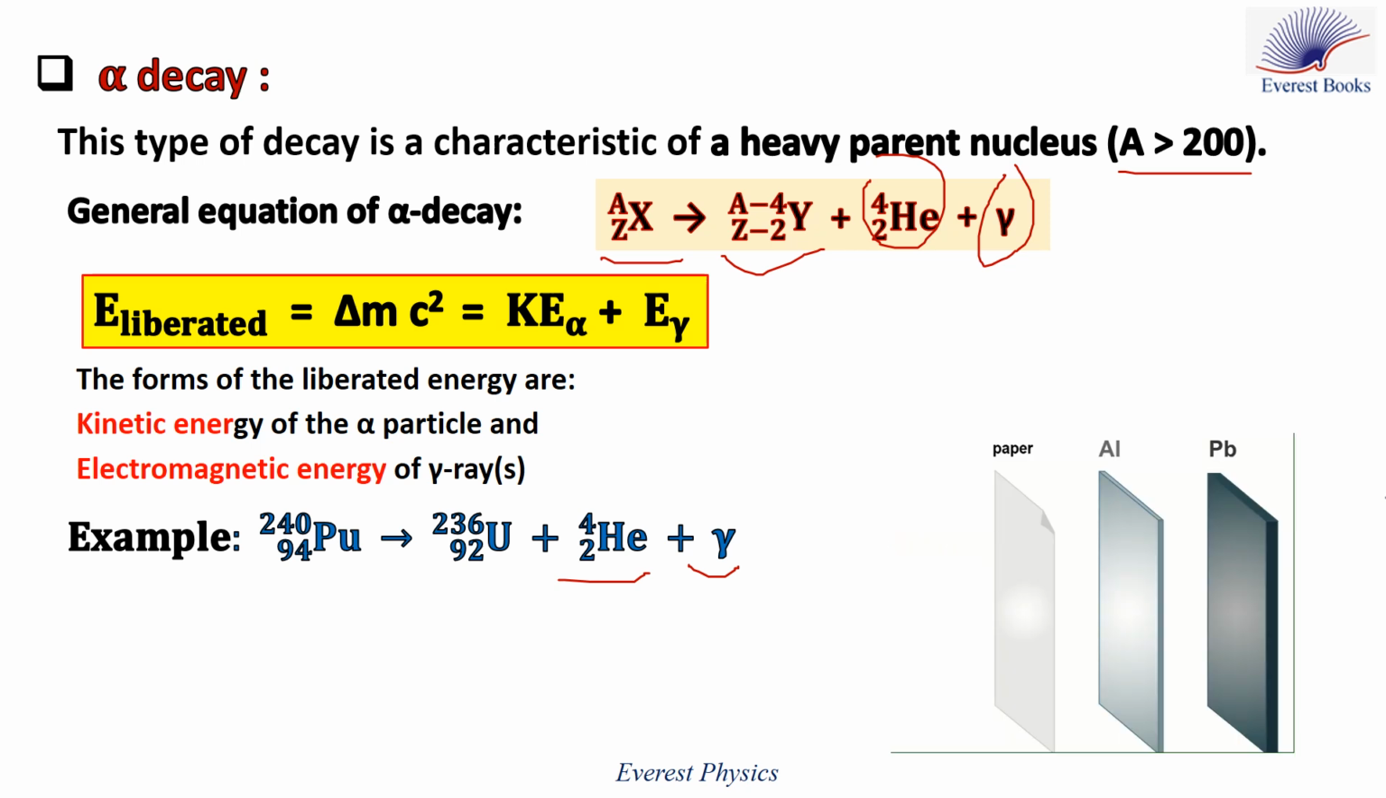Look at this animation. Alpha radiation cannot penetrate the sheet of paper. This means that alpha radiation has weak penetrating power.